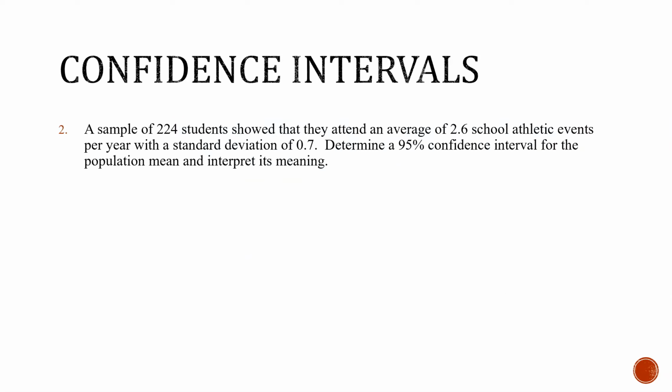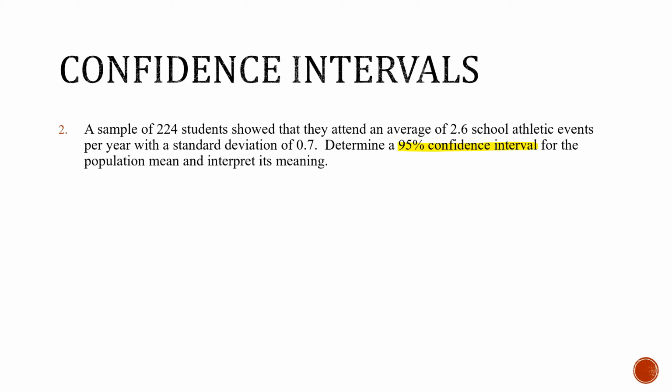Example 2. A sample of 224 students show that they attend an average of 2.6 school athletic events each year with a standard deviation of 0.7. Determine a 95% confidence interval for the population mean and interpret its meaning.